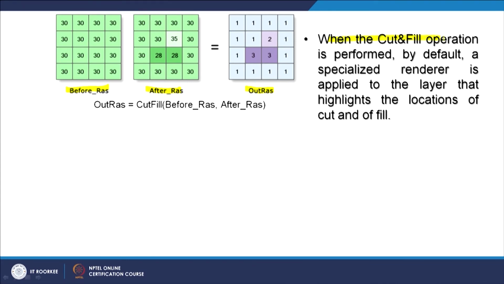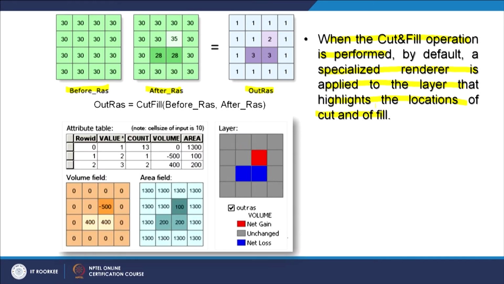So, when the cut and fill operations are performed, by default a specialized renderer is applied to the layer that highlights the location of cut and fill. Like here in this example, if I have decided this is going to be my area or level, then this is the volume field, this is the area field. So, the volume means here minus means it has to be removed, and it has to be removed from here, and these are the areas where filling will be required. So, and then you can have proper estimates.